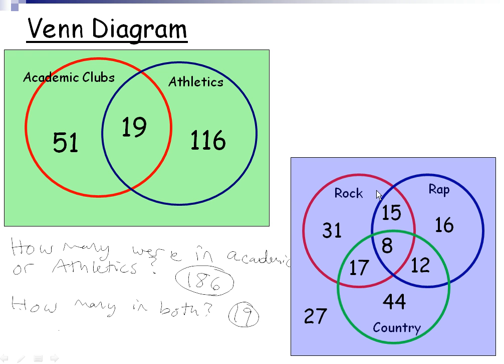And you can just imagine questions that could be asked with this Venn diagram of students who like rock, rap, or country. Should I ask the question, which students like rock or country? I would add up all of the numbers in both, but not the 16 here for rap. If I ask the question, how many like rock and country? I would add these two numbers, the 8 and 17, since they're both shared by both rock and country.